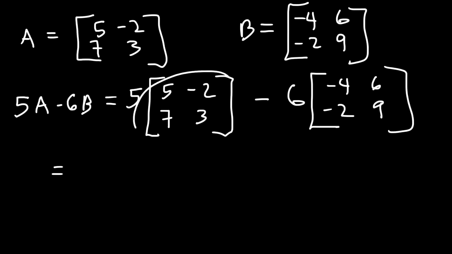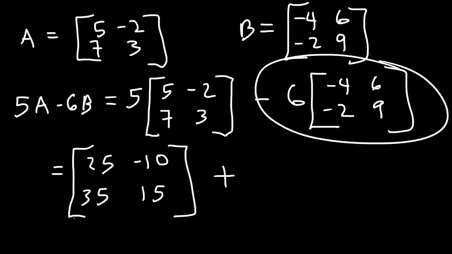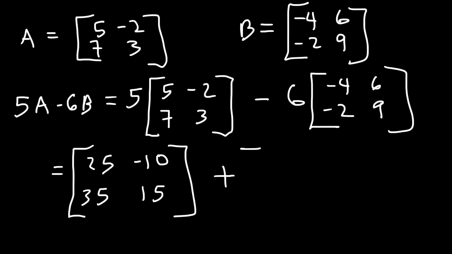So first, let's multiply this matrix by 5. So 5 times 5 is 25. 5 times -2 is -10. 5 times 7 is 35. 5 times 3 is 15. And then let's put a plus sign and multiply everything in this matrix by -6. So -6 times -4 is +24. -6 times 6 is -36. -6 times -2 is 12. And -6 times 9, that's going to be -54.